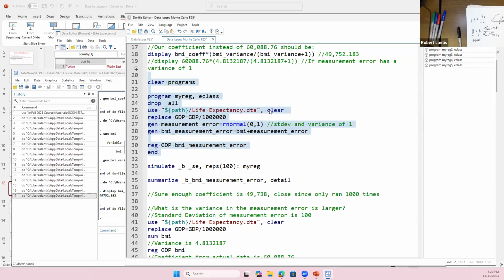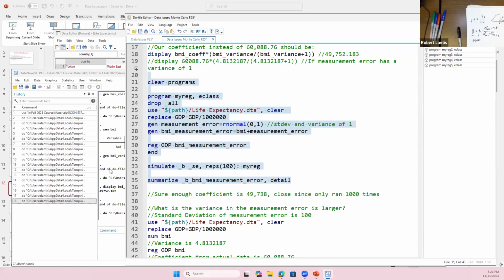And then I'm going to take the average of those coefficients, the averages of those standard errors, to see, okay, on average with this measurement error, what estimate was I getting? The value I should see was what? 49,752. So hopefully when I run this program 100 different times, I then look at the average coefficient I'm seeing. Because it is including that measurement error, I should see this 49,752. So I'm going to go ahead and run this.